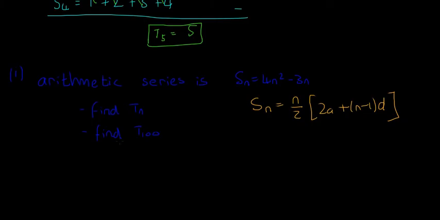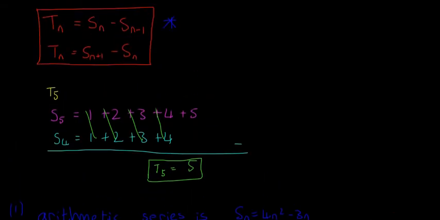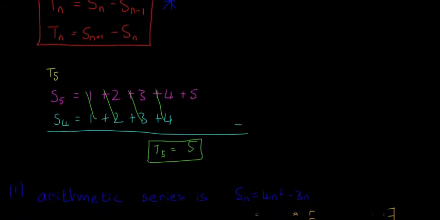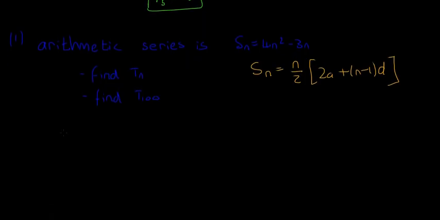And we're going to find t of n, and we're going to find t of 100. So to find t of n, we're going to use the rule we were just talking about earlier in the video. So t of n is equal to s of n minus s of n minus 1. So I'm going to start by writing that down here. I'm going to say t of n is equal to s of n minus s of n minus 1. So we already know what s of n is. It's this one here. But what's s of n minus 1?